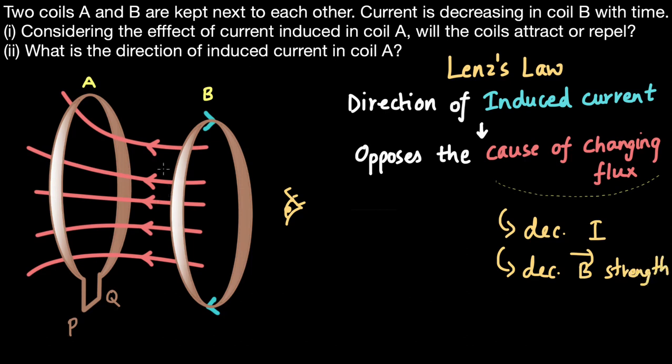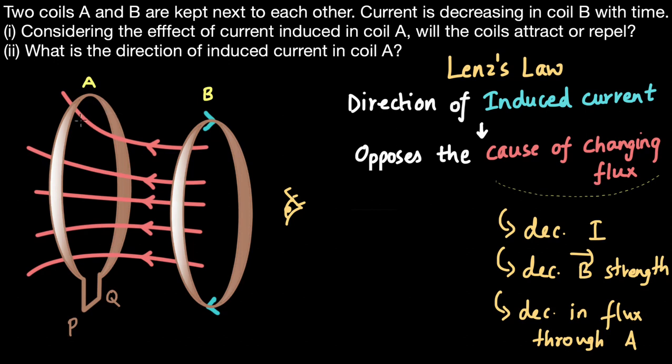And we can see that these magnetic field lines are passing through coil A. So there is some flux that is passing through coil A. There is some flux linked with it. And if the strength of these magnetic field lines is decreasing, that means that the amount of flux that is passing through coil A must also be decreasing. So the cause of changing flux is the decreasing current, and finally it leads to a decrease in flux through coil A.